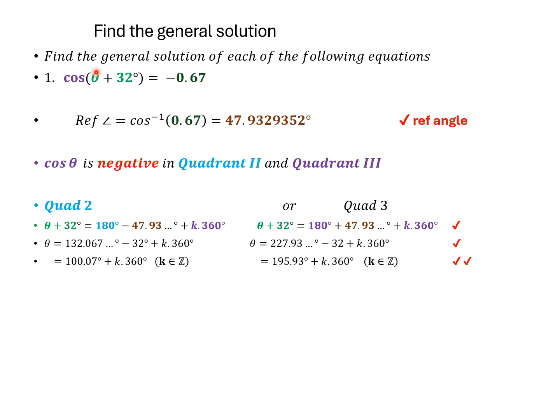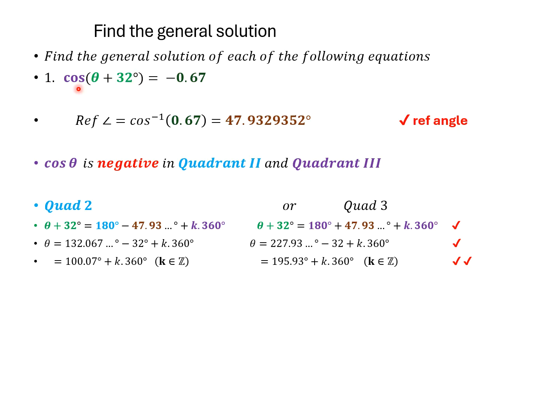So find the general solution of each of the following equations. They gave you cos(theta + 32) equal to negative 0,67. We specify two angles like that. They are referred to as compound angles, but we're going to solve this with the grade 11 method. So number one, cos is on its own and we know what the angle is.